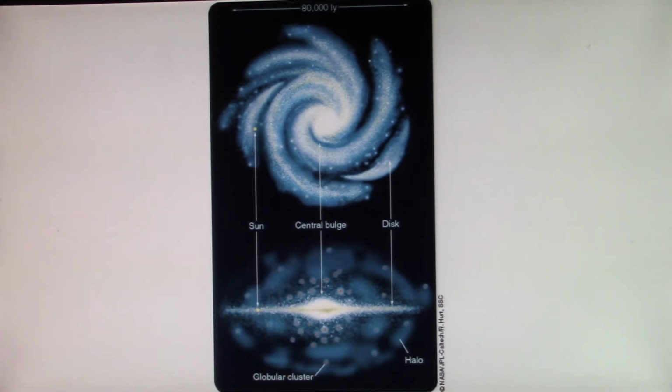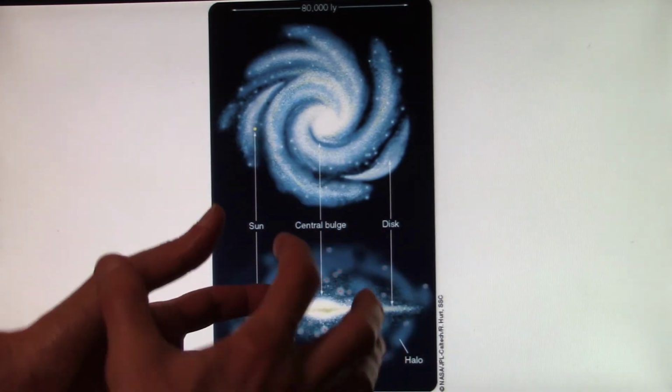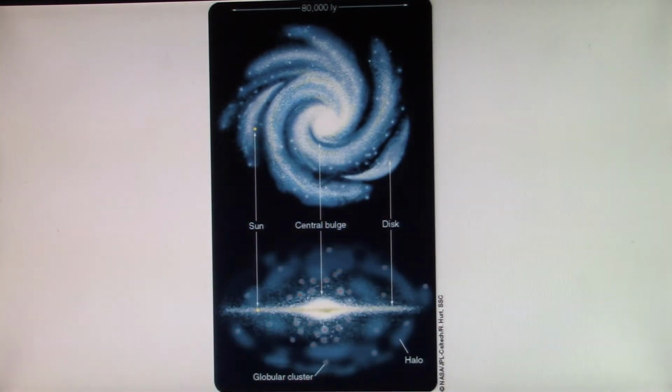So the components you want to know, here's what I want you to know for the test. I want you to know that there's a central bulge, right? Spiral galaxies, or most galaxies, have a central bulge, even other types, which we'll get into in the next topic, next session, probably next week. There's a central bulge, so there's kind of a thick area where there's a bulge.